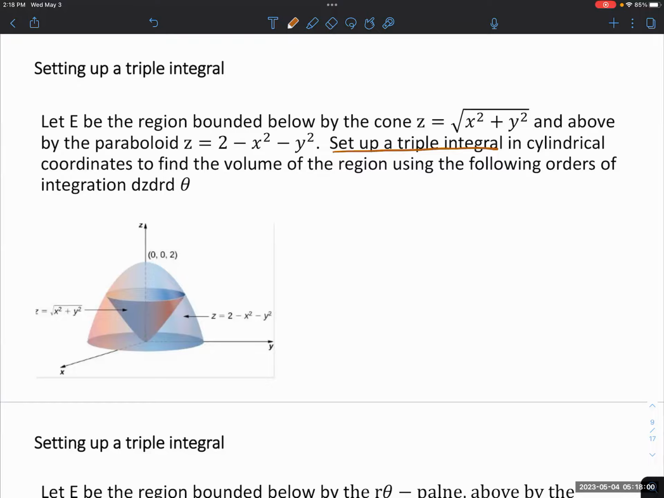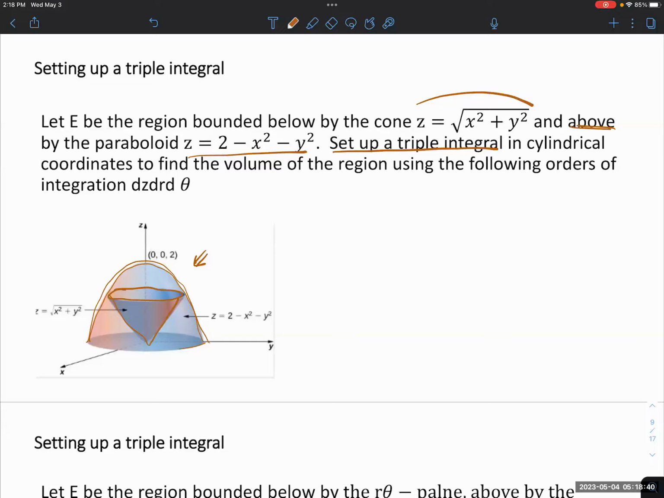And then they said, this is the z. Let E be the region bounded below by the cone shape. So now they're dealing with geometric shapes: a cone shape and a parabola shape. Two things are going on, okay? And they want to find the region bounded below by the cone and above by the parabola shape. Something like above the parabola, and then below the cone shape.